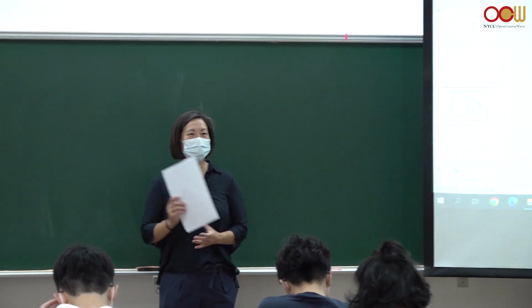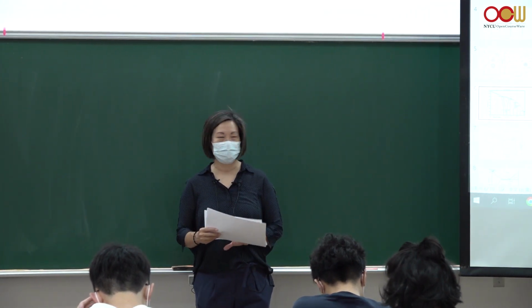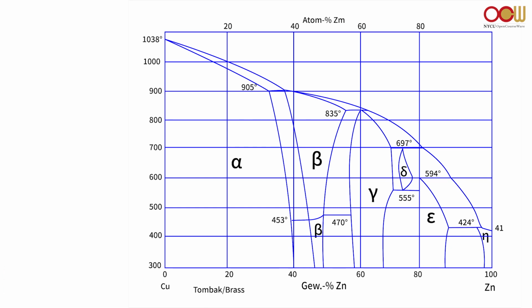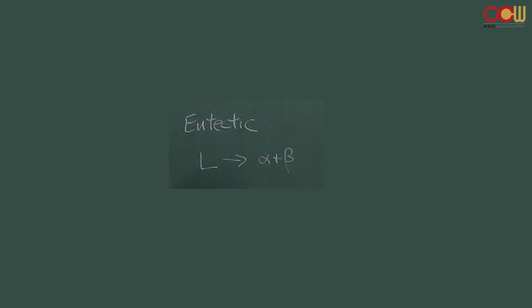Okay, so today we're going to continue with our phase diagrams. And yesterday we ended our lecture with the phase diagram with an intermediate compound. So this was an example between copper and zinc. And we talked about a couple of different phases.